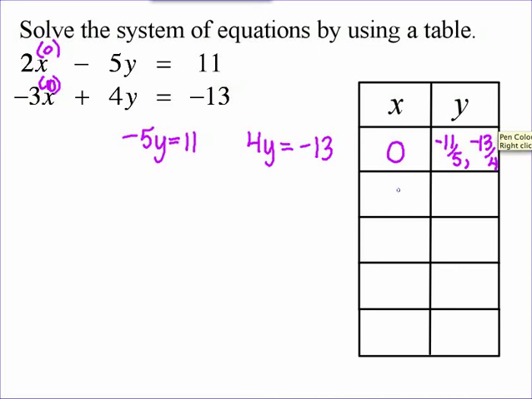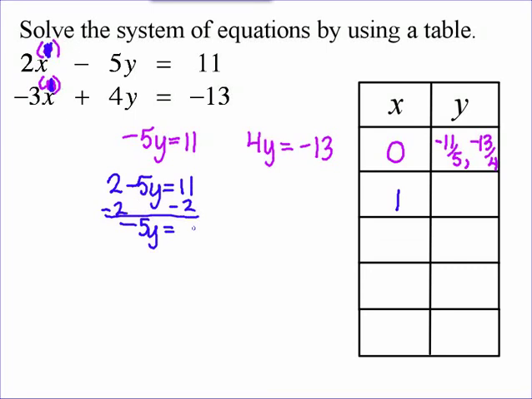Let's pick 1. Once again, I'm going to plug in 1 to the equation. Now, when you start dealing with these numbers, it's going to start getting a little bit more tedious. It's not going to be as quick as it was on the first slide. So on this one, I end up getting 2 minus 5y equals 11. So what do you have to do now? Subtract 2. Good. So you get negative 5y equals 9. So what does y equal? Negative 9 fifths.